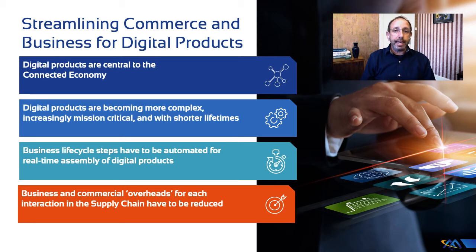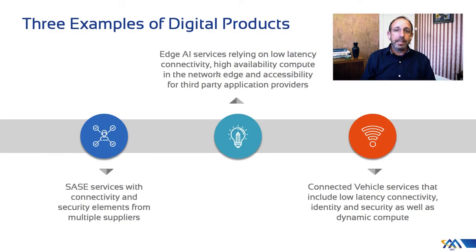So in order to scale the digital product economy, so to speak, it's very important to automate and enable the rapid streamlining of the business lifecycle for digital products. So what examples are there of digital products? Well, there are many, many examples, and I've just listed three here.